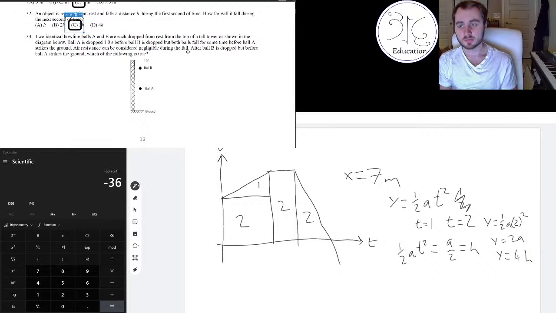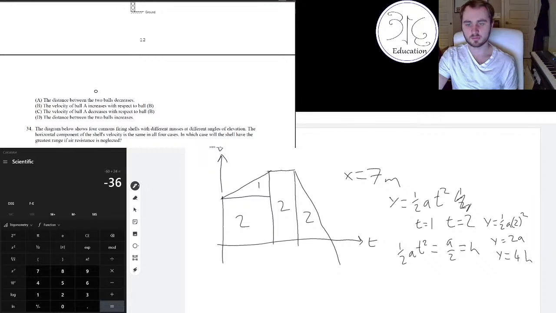And so we have 2 identical bowling balls dropped from rest at the top of a tall tower shown in the diagram below. Okay, so they've got different head starts. Ball A is dropped 1 second before ball B, but both fall for the same time before ball A strikes the ground. Air resistance is negligible after ball B is dropped, but before ball A strikes the ground. Which of the following is true?